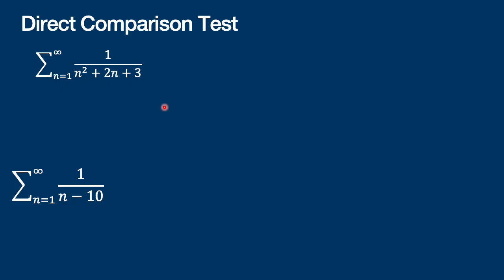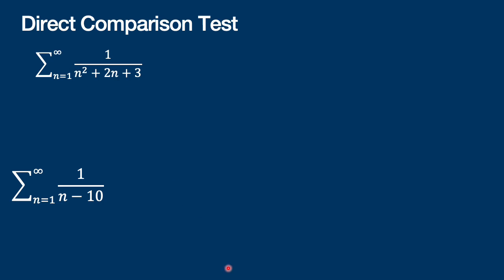Okay, let's see the first example here. This one is an infinite series. First, you have to find the benchmark series. Where are you going to find the benchmark series? One of them: a p-series or a geometric series. Look at the denominator, n squared plus 2n plus 3. So you have to find the benchmark series first.